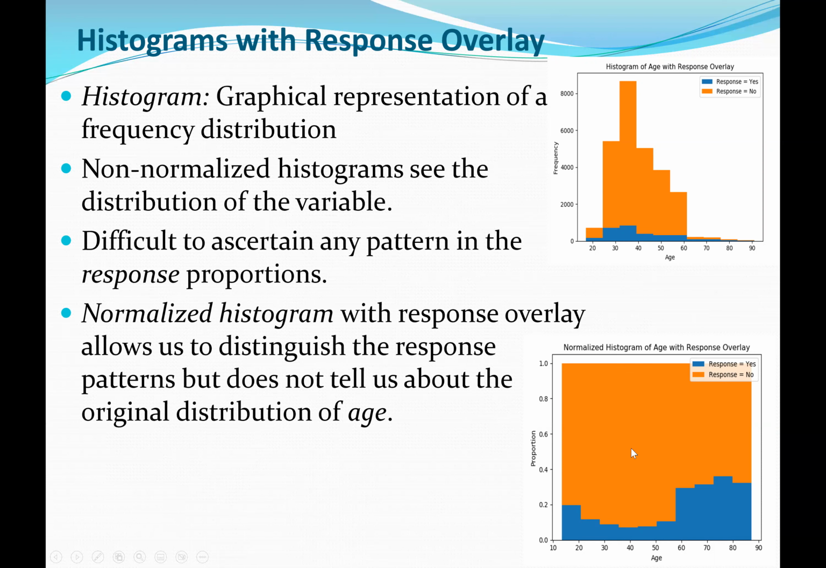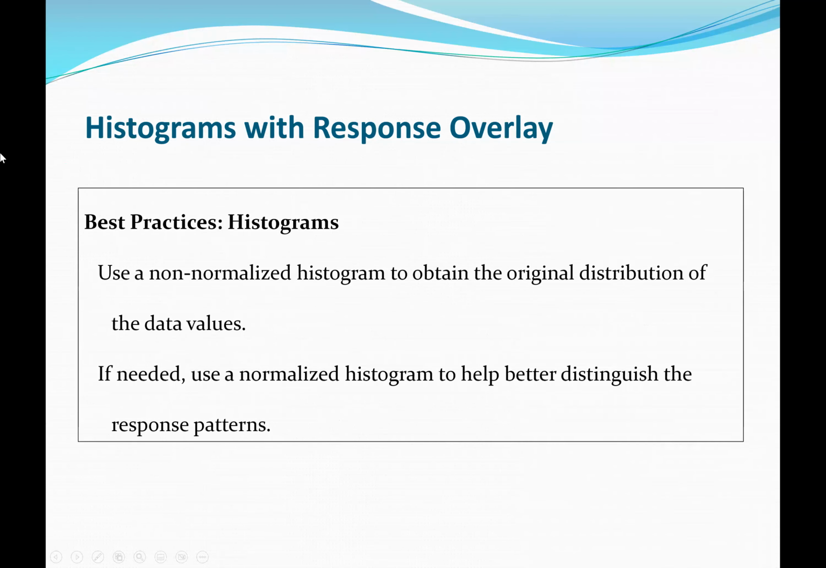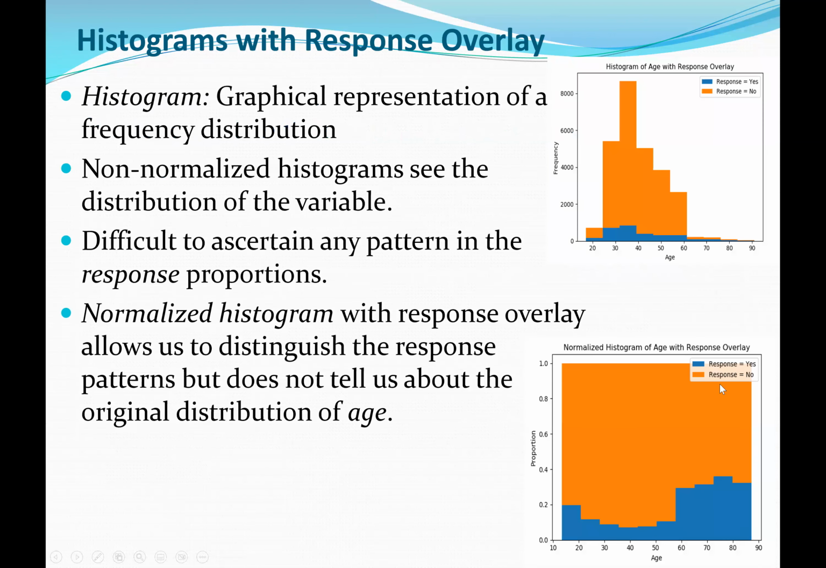So this is, again, a normalized histogram. Now, what is the best practice for histograms? We should always use a non-normalized histogram to obtain the original distribution of the data values. Then if needed, we can use a normalized histogram to help better distinguish the response patterns. As we can see in this normalized one, we can see the patterns very well. Blue represents yes, and orange represents no.